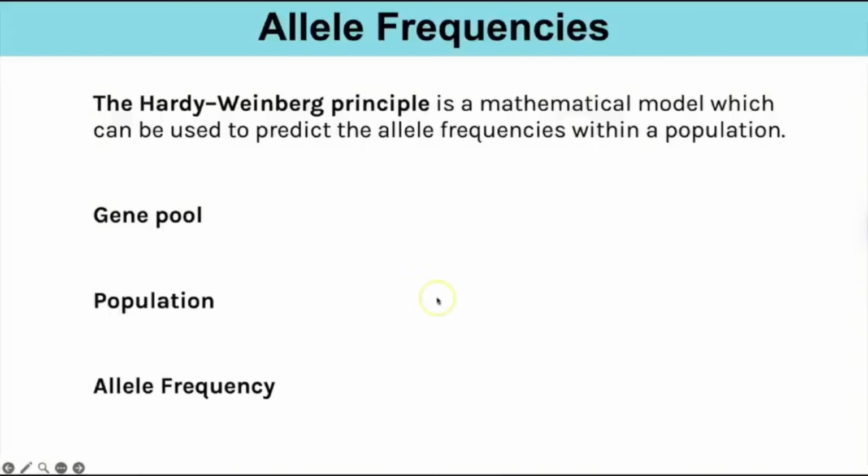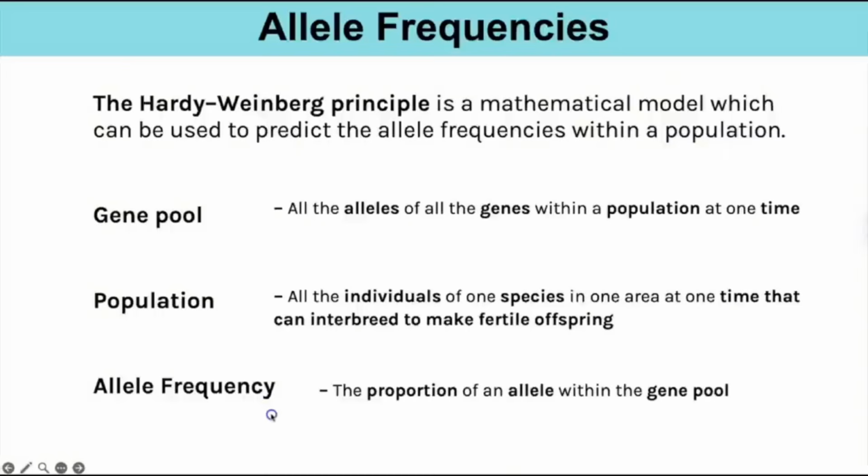So here are just some definitions to check. Turn them into flashcards if you want, because they are commonly assessed. Gene pool, that is all the alleles of all the genes within a population at one time. Population, this comes up as a 2-mark question now. All the individuals of one species in one area at one time. 2nd mark, that can interbreed to make fertile offspring. Allele frequency, the proportion of alleles within the gene pool.